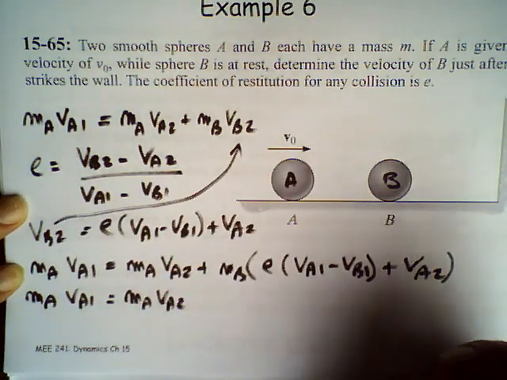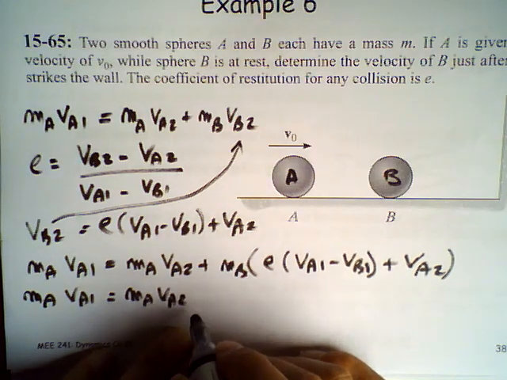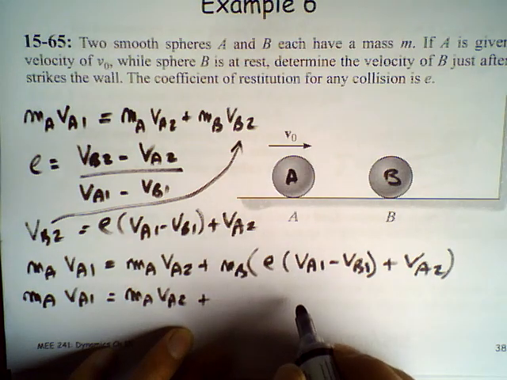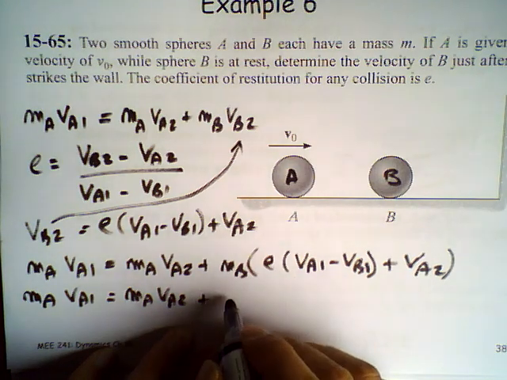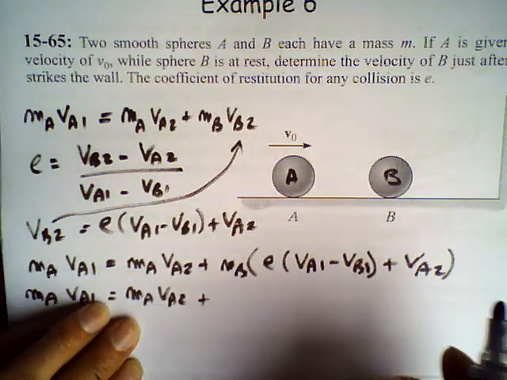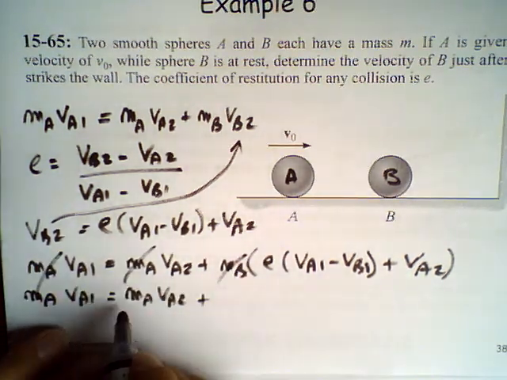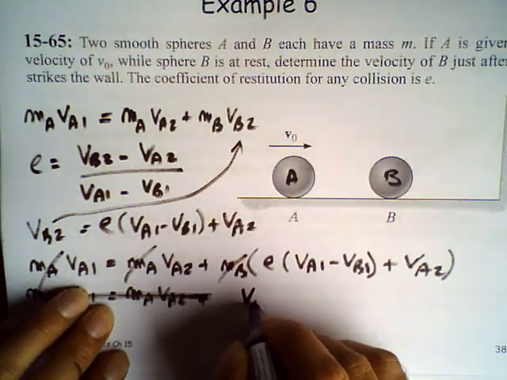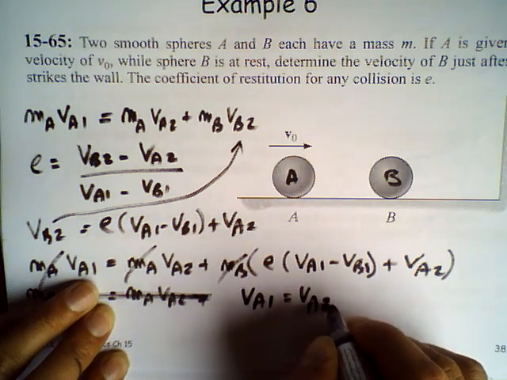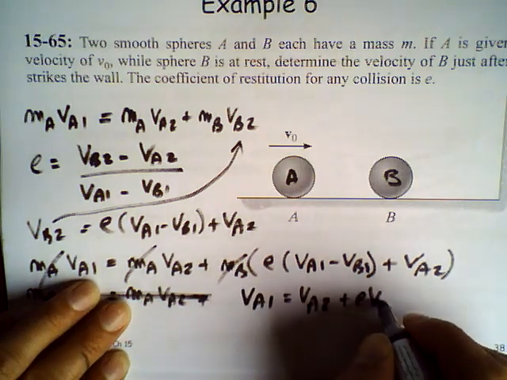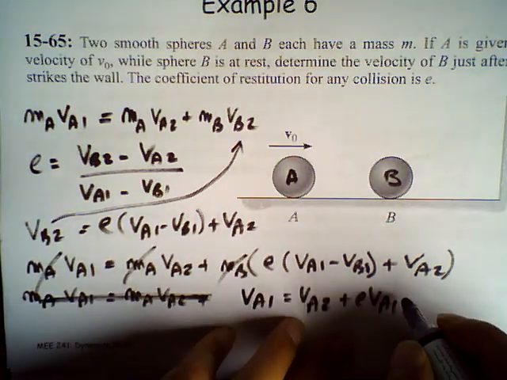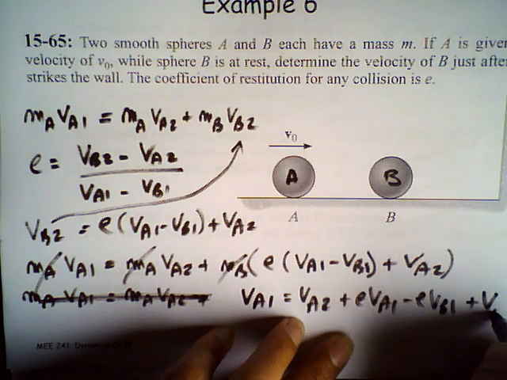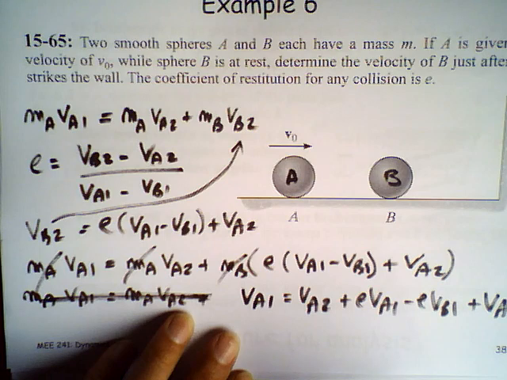and here the balls basically have the same mass, so we can basically remove the mass, right? Plus multiply these two together, right? So we're gonna end up with, let me actually remove M because this will simplify the problem, I think. So when I remove M, you're gonna end up with what? VA1 is equal to VA2 plus EVA1 minus EVB1 plus VA2, right?